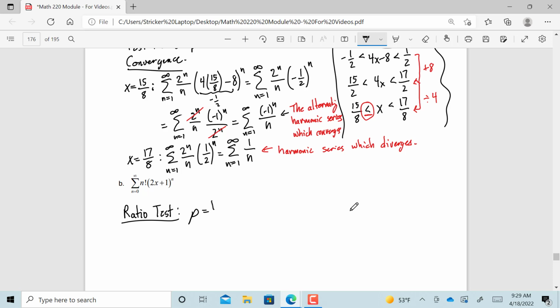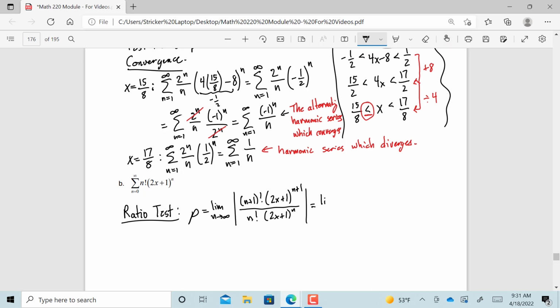So rho is equal to the limit as n approaches infinity, and we have basically n plus 1 factorial times 2x plus 1 raised to the n plus 1. We're dividing that by n factorial times 2x plus 1 to the n.